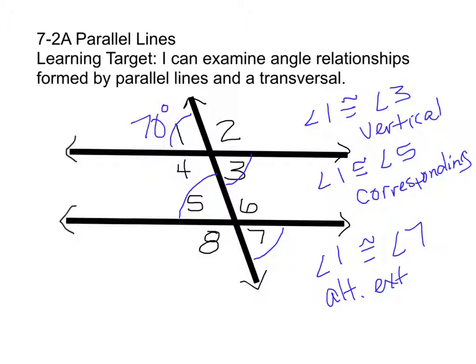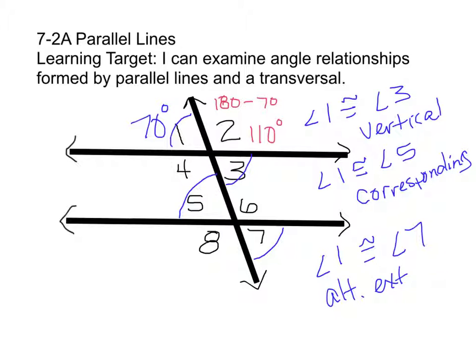What's the measure of a straight angle? 180. So if I know the measure of angle 1 is 70, it's 110. How'd you get that? Because 110 plus 70 is 180. Very good. Subtraction or addition? 180 minus 70 gives you the measure for angle number 2, which was 110.